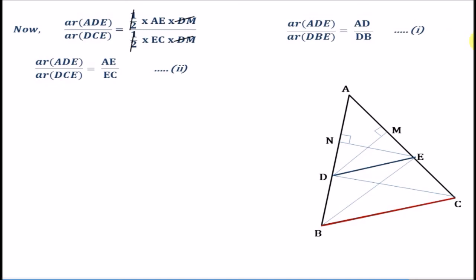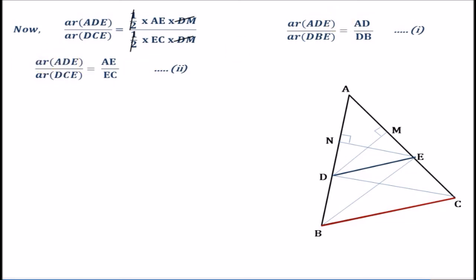So now, finally, we need to prove that the quantities that are there in the right hand side of the two equations, equation 1 and equation 2, are equal. That is, AD by DB equals AE by EC. On the left hand side of the two equations, we have area of ADE by area of DBE in equation 1 and area of ADE by area of DCE in equation number 2. Now the numerators, there's no problem with the numerator, both are area of ADE.